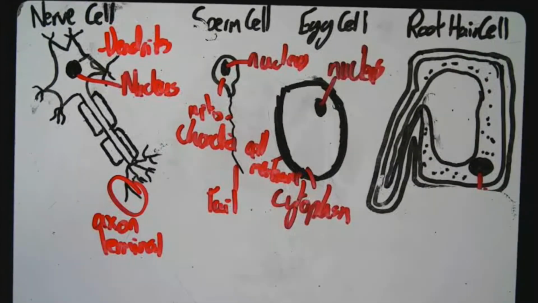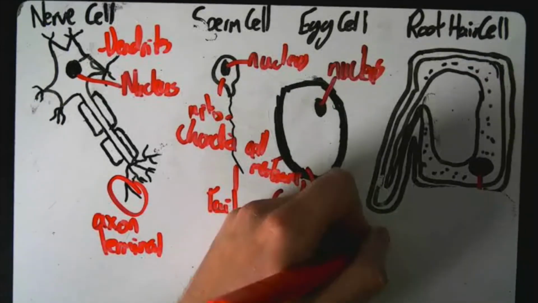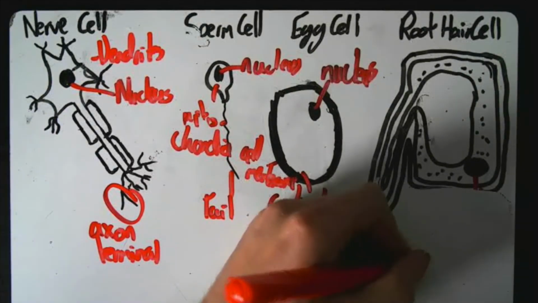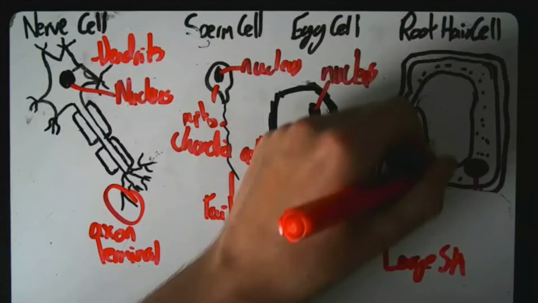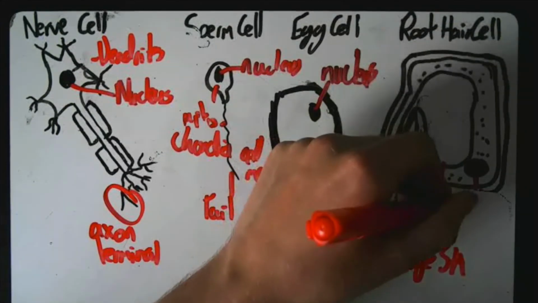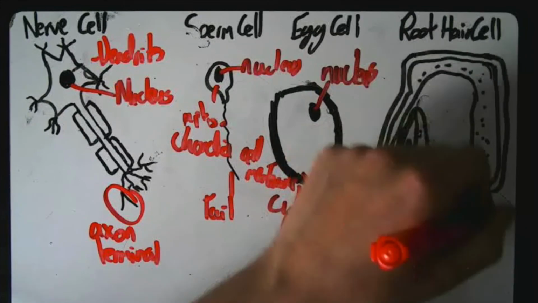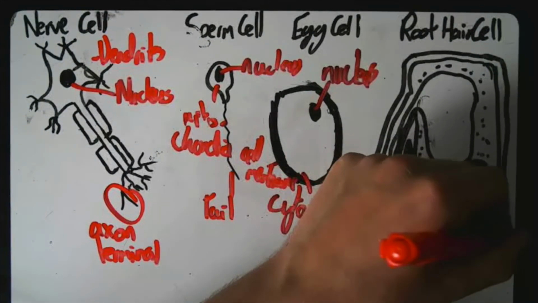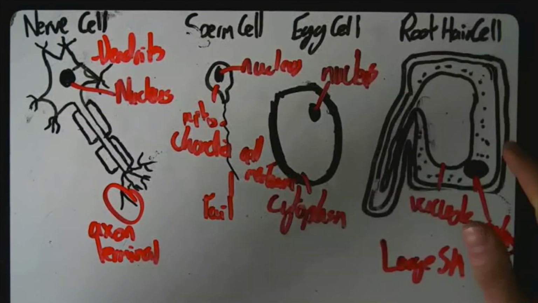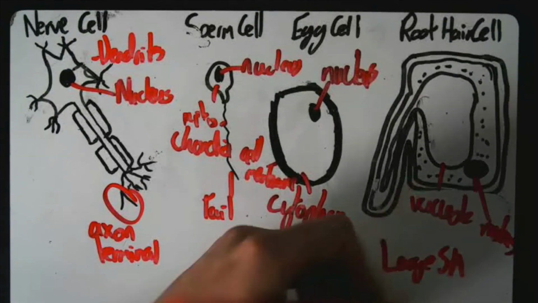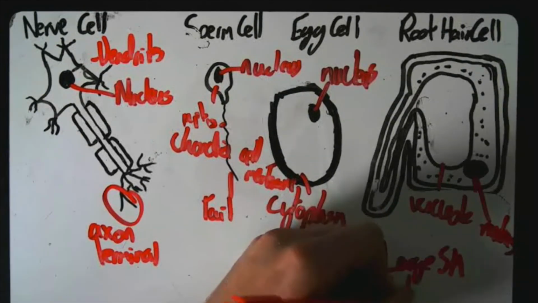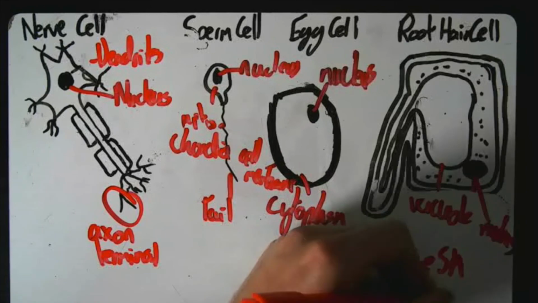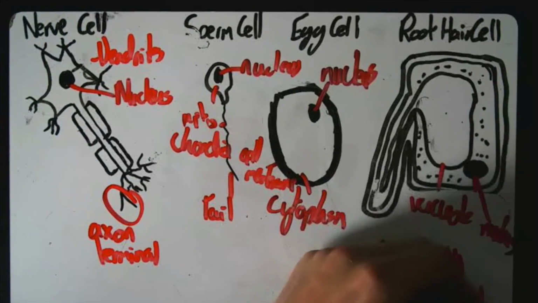And finally we're going to look at the root hair cell, which takes up water and nutrients from the soil. They've got a large surface area, which is helped by having a large vacuole, which is in here. And we can also see the nucleus here as well. Since these root hair cells are going to be underground, they've got no chloroplasts because there's no light, so photosynthesis can't occur.